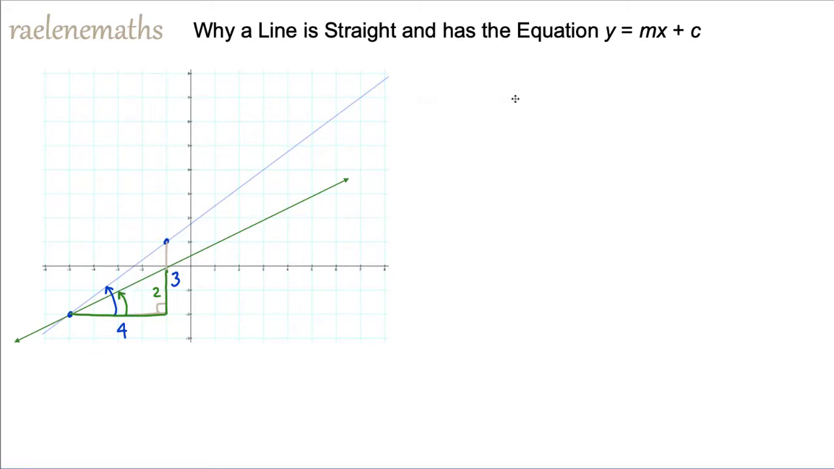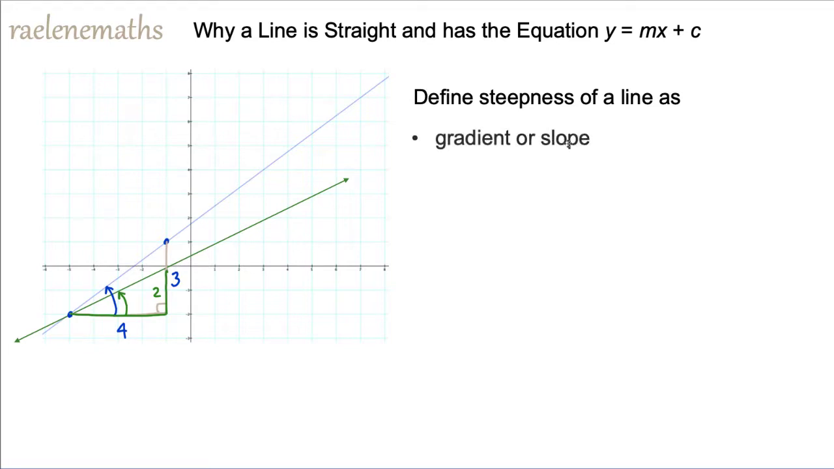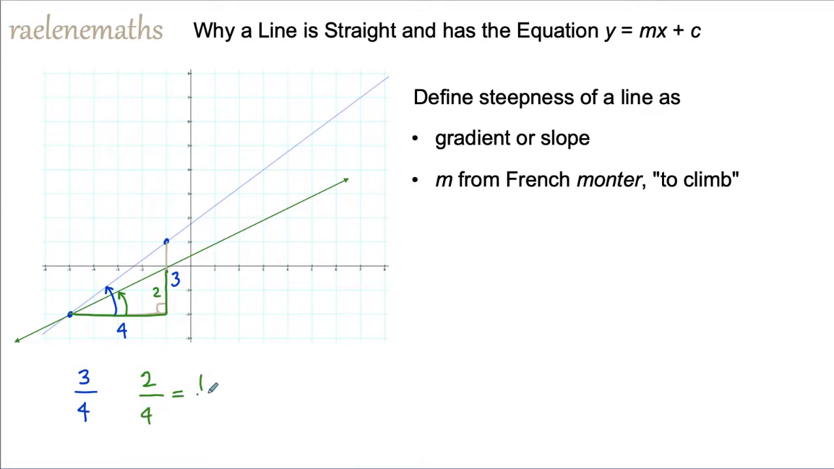And so we are going to define the steepness of a line as the gradient or the slope of the line. And we are going to let that number value for the gradient or the slope be called m. Not because there's an m in either gradient or slope, but because it comes from the French monter, like mountain, to climb. And we are going to calculate the gradient as a ratio of the height over the base. So we can see for the blue line, the height over the base is 3 over 4, which is a greater number than the green gradient or slope of 2 over 4, which is the same as 1/2.